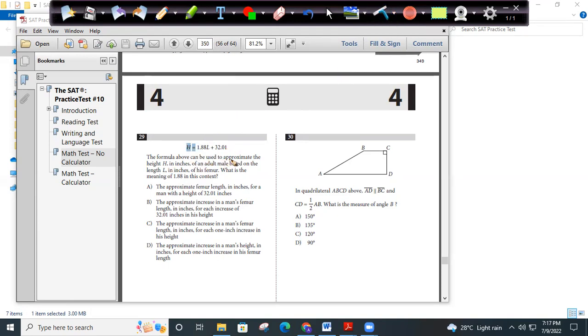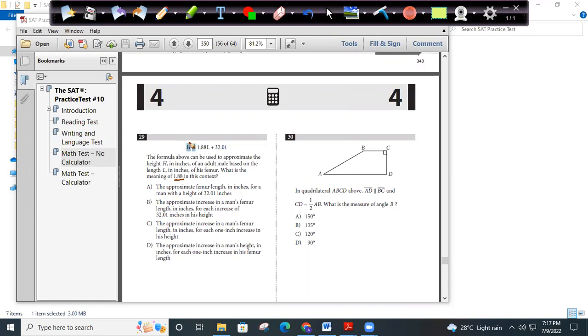The formula above can be used to approximate the height h in inches of an adult male based on the length L in inches of his femur. What is the meaning of the constant 1.88? He's asking what is the meaning of the slope, the same thing which I've been shouting. Even before going to the options, you should be happy because we know this concept. So what is the concept? What is the meaning of the slope?